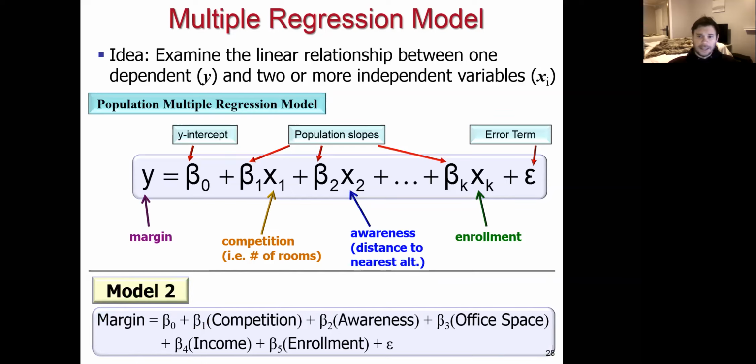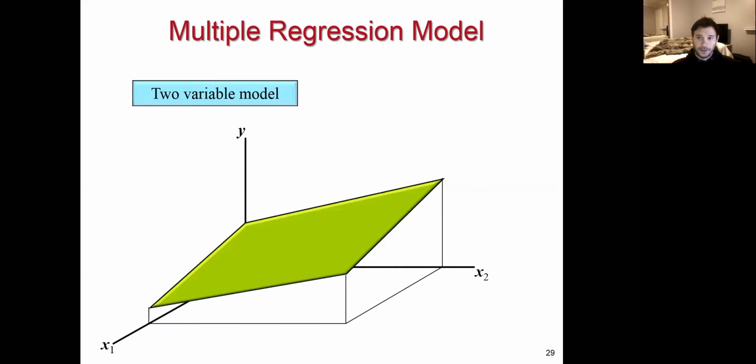We're going to look at just a case conceptually of 2 x variables. Remember, with 1 x variable, we had a 2-dimensional picture. We had y on the vertical axis, x on the horizontal axis. But if we have 2 x variables, our regression model is no longer a line in 2 dimensions, but it is actually a plane.